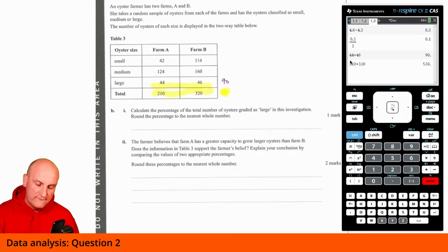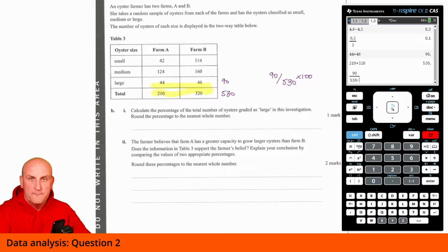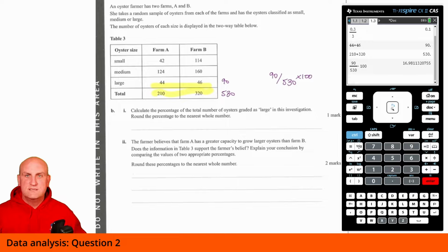Oh, if I got $1 for every time I did that. 530. So my percentage would be 90 over 530 times 100. So 90 divided by 530 times 100 gives me 16.98%. Round the percentage to the nearest whole number. I think that's going to be 17%.